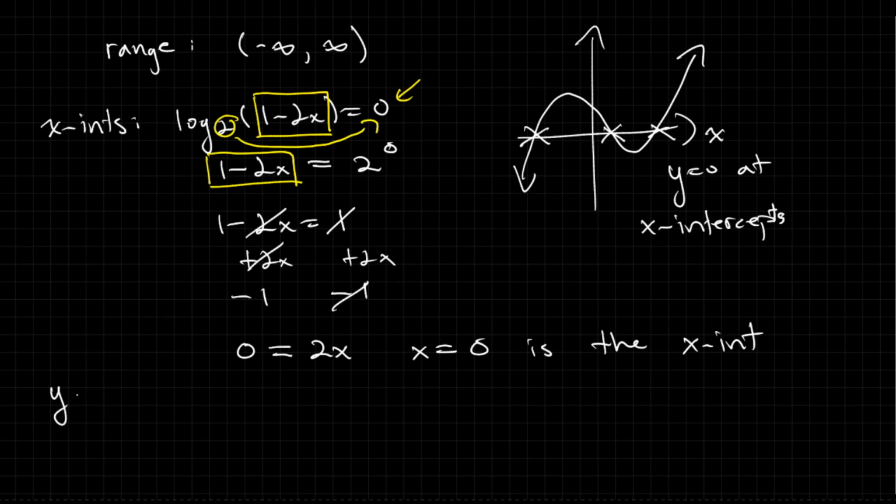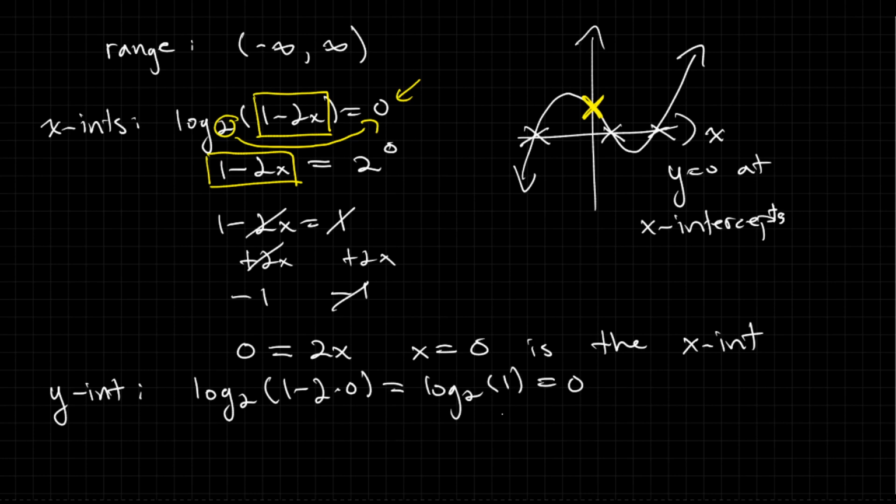How about the y-intercept? Well, at the y-intercept, x is equal to 0. And so I'll set x equal to 0, and that will give me my y-intercept. So 2 times 0 is 0, so this is just log base 2 of 1, which is equal to 0. So y equals 0 is the y-intercept.